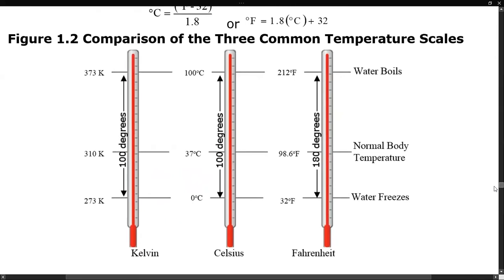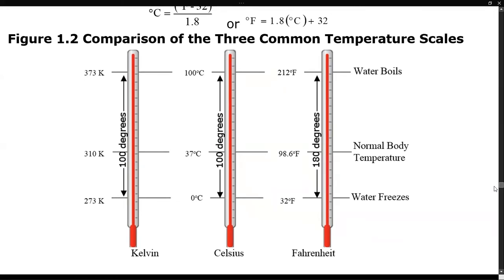Here's a comparison of the three scales. You can kind of see where the equations come from. On the Kelvin scale, water freezes at 273, boils at 373, 100 degrees between the two. Same as the Celsius, where it freezes at 0 and boils at 100. So the size of the degree is the same, just the 0 point is shifted.